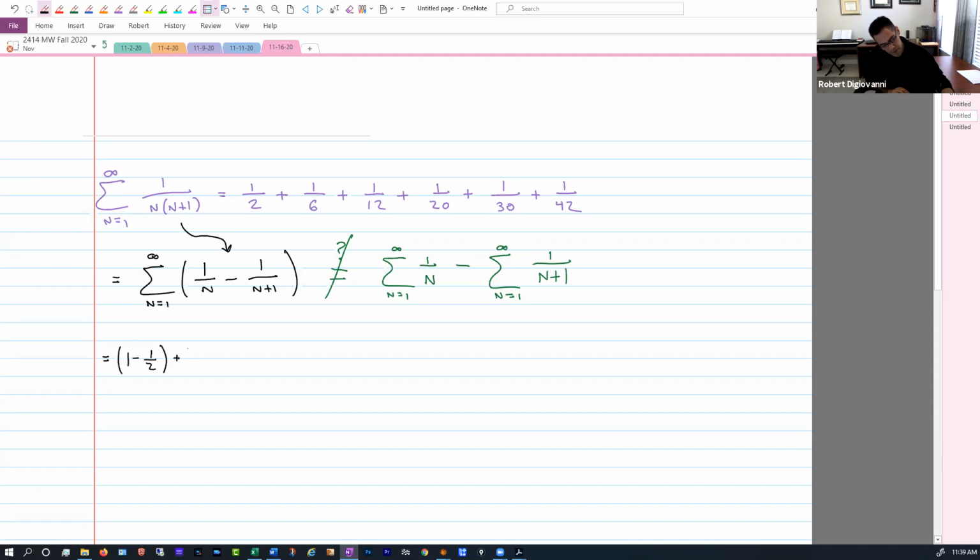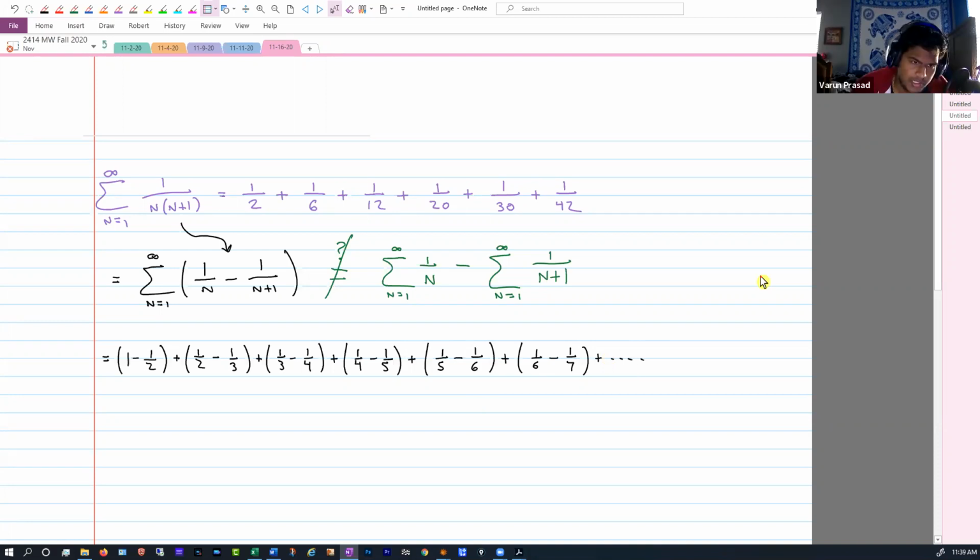Okay, plus now the next one, I'm plugging in 2 for n. So I get 1/2 minus 1/3. And then the next one will be 1/3 minus 1/4. And the next one will be 1/4 minus 1/5. You see what's happening? Does anyone see a pattern here? Something good that's happening if I do this? Does anyone see it?